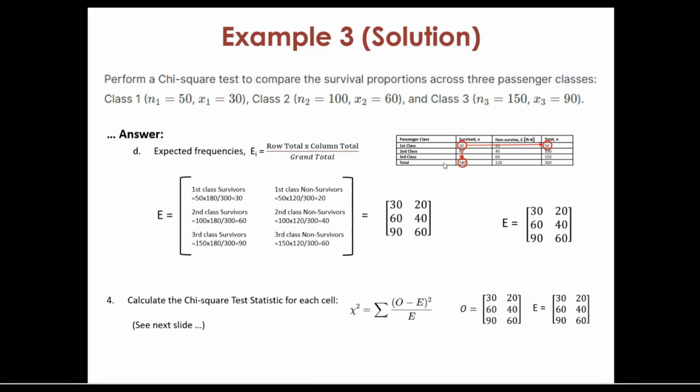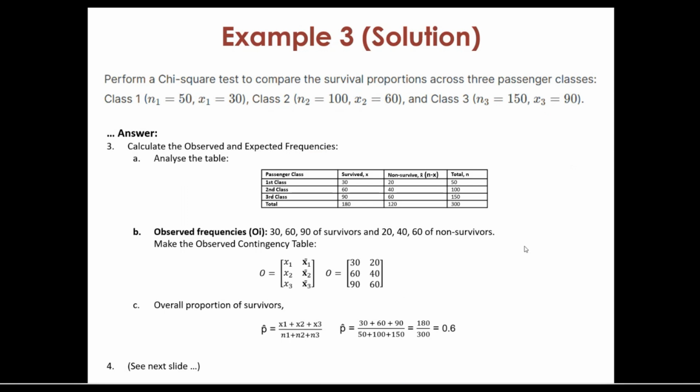Okay, then you repeat with the second class. The second class survival is 60, right? But this one you cannot plug in 60. That one is for observed frequency. Instead, we will take the row total, which is 100, multiply with the column total, which is 180, divide by the total passengers, 300, the total samples. Then you get 60. So you repeat for the rest. Eventually you get the values 30, 60, 90, 20, 40, 60. Now this is for the expected frequencies. So now we have the observed frequencies and the expected frequencies.